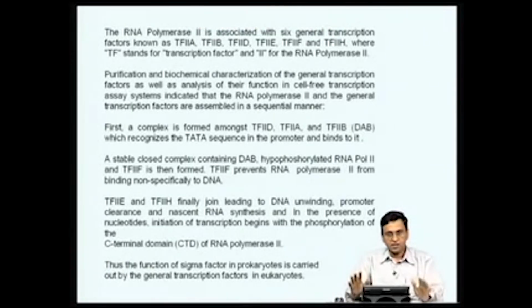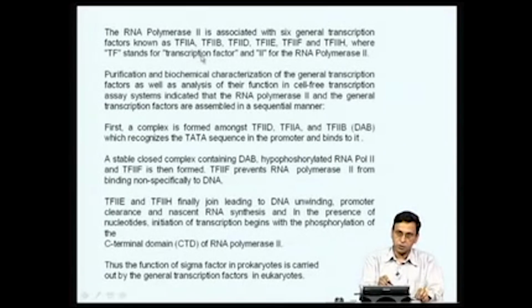Now, I also discussed in the last class that the RNA polymerase 2 is associated with 6 general transcription factors, like I mentioned, TF2A to TF2H, and TF in all this case terminology is transcription factor, and 2 means transcription factor for RNA polymerase 2, that is the protein coding genes. Now, purification and biochemical characterization of all the general transcription factors as well as analysis of their function in cell-free transcription assay systems indicated that RNA polymerase 2 and general transcription factors are assembled in a sequential manner.